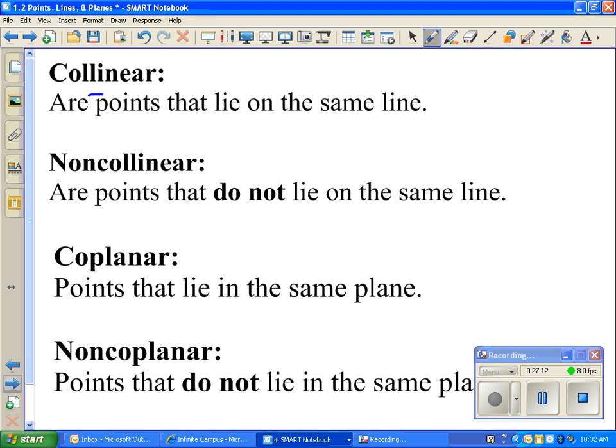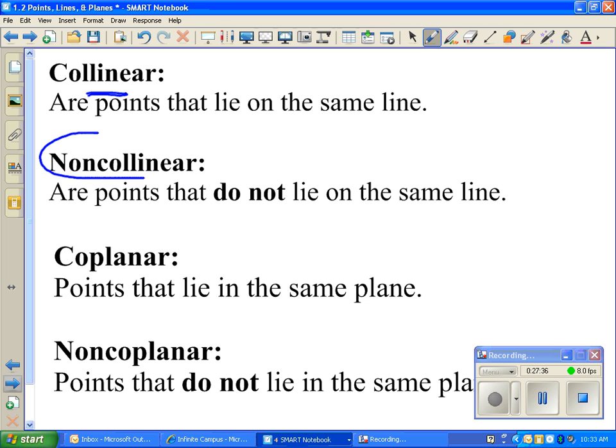Collinear. Remember the word line is inside collinear? So colline, on the same line. It could be whatever points they name. If they say name 4 points, name 4 collinear points, you're going to give me 4 points that are on the same line. If it says name 2 points that are collinear, give me 2 points that are on the same line. Read your directions very carefully.